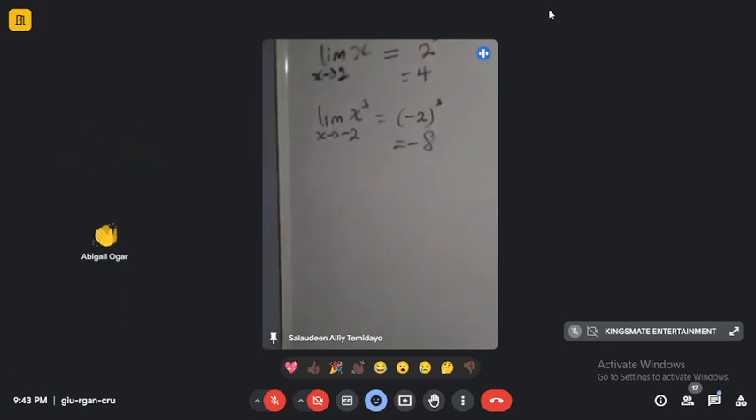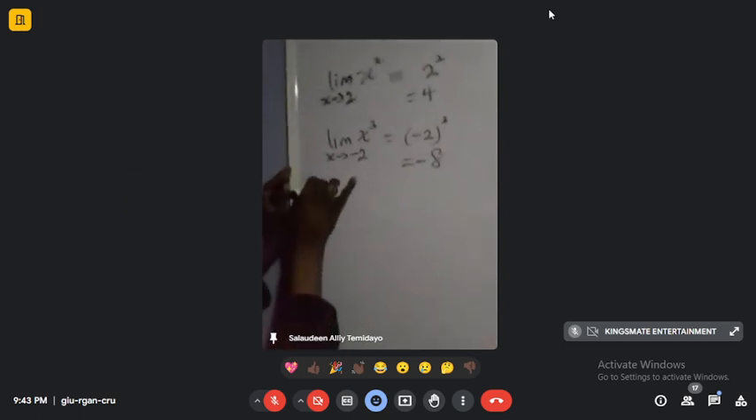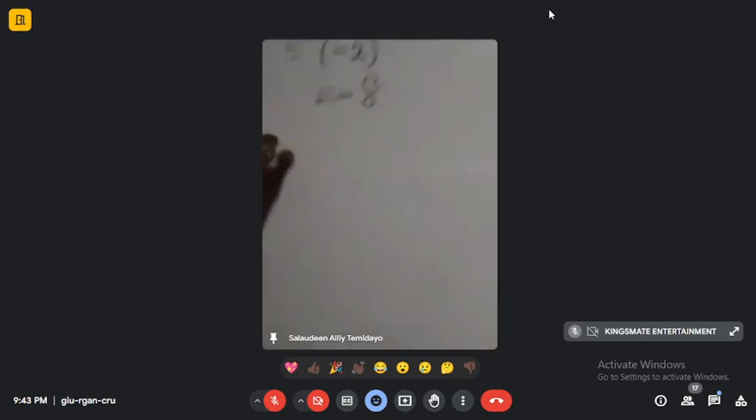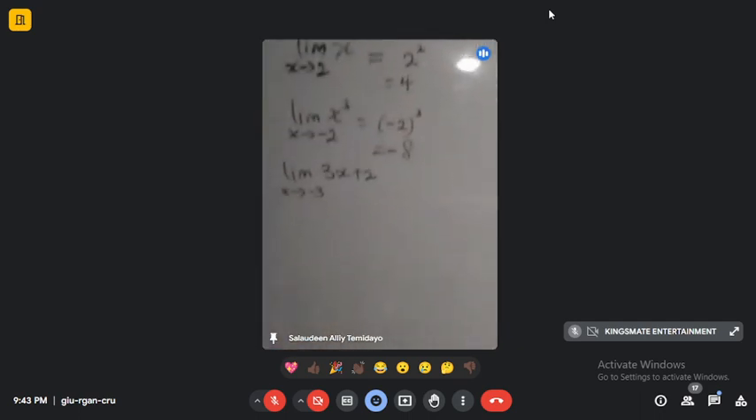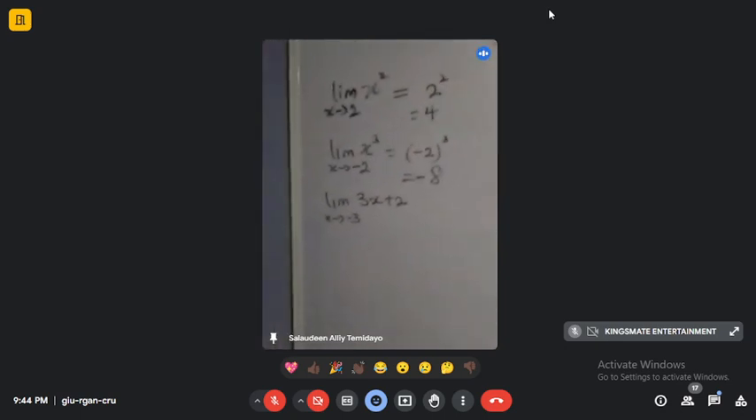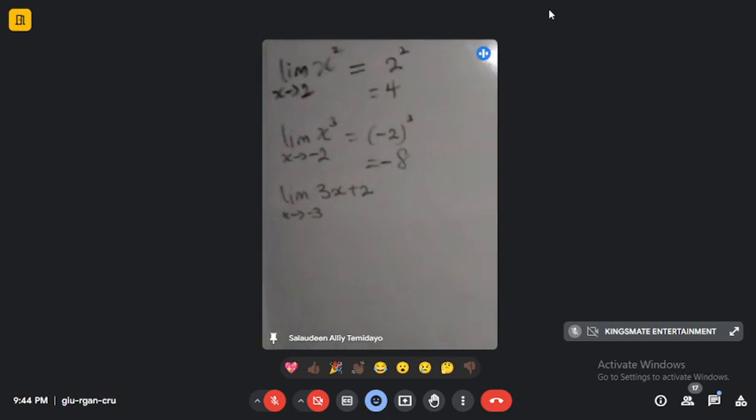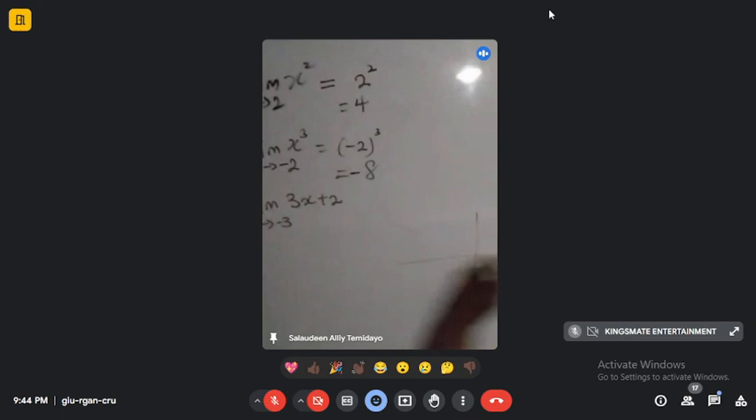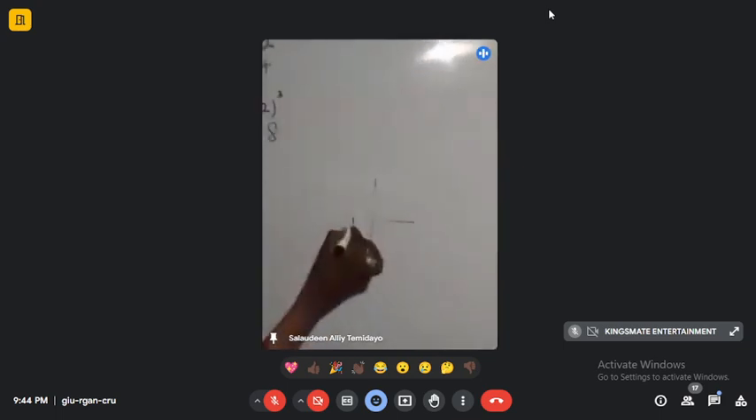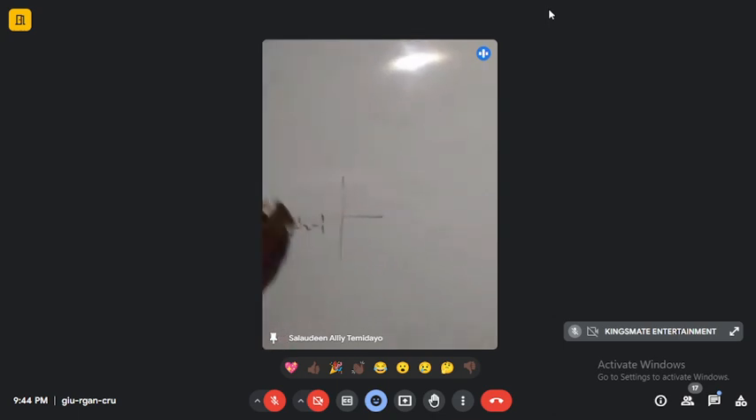So what's the next one? All right, Miss Joy, next one. Limit of 3x plus 2 as x approaches -3. Look at this now. X is going towards negative 3. So this is minus 1, minus 2, minus 3. As x approaches minus 3, just find the limit.